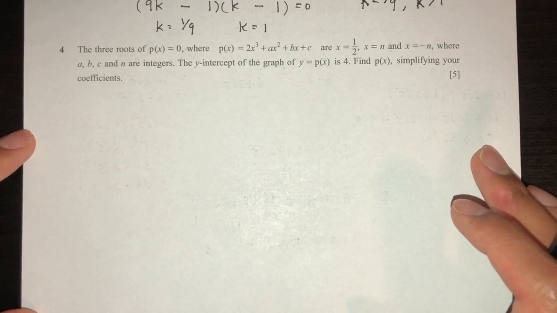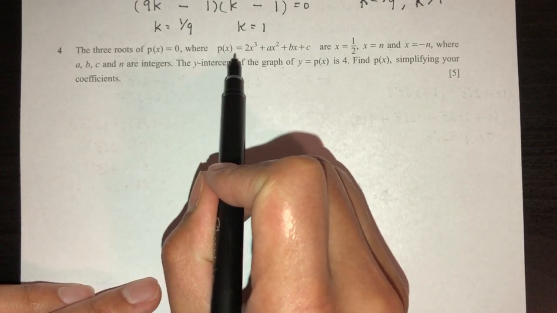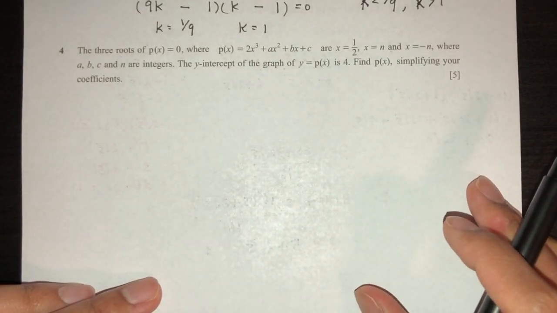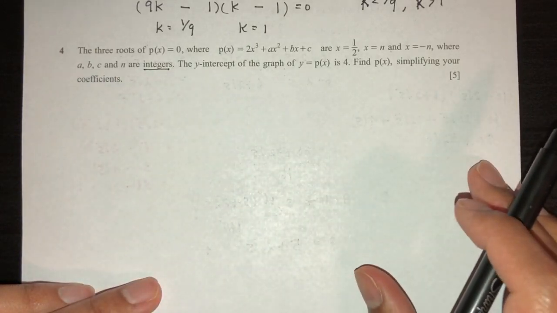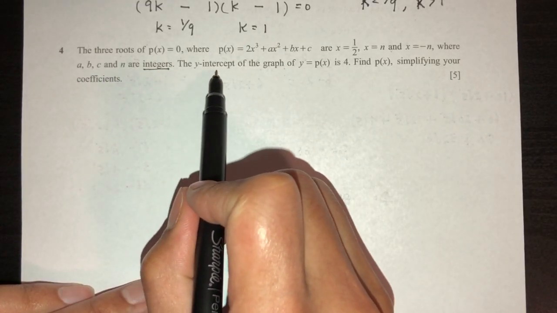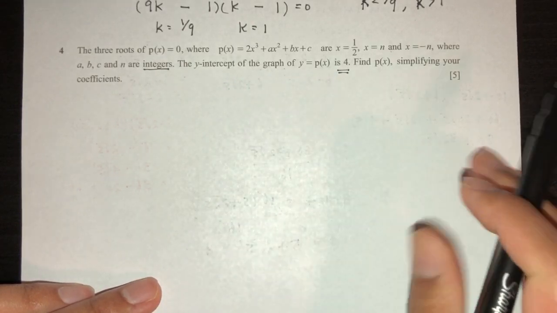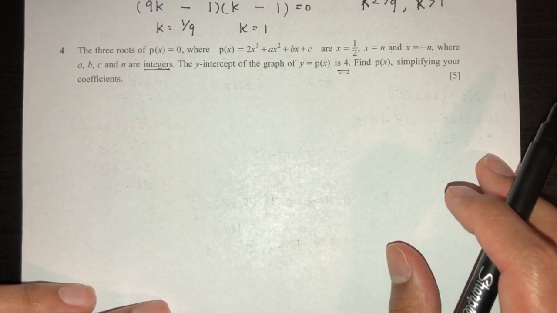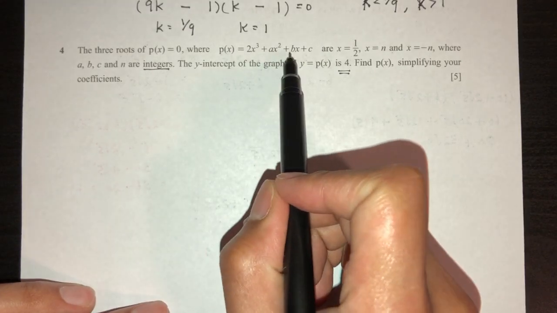Now question number 4. We have the 3 roots of p of x, where p of x equal to this one are given by this, this, and this, where a, b, c, d, n are integers. Okay? Now the y-intercept of the graph of y is equal to 4. Find p of x simplifying your coefficients. So let's see how can you find the values of a, b, and c.